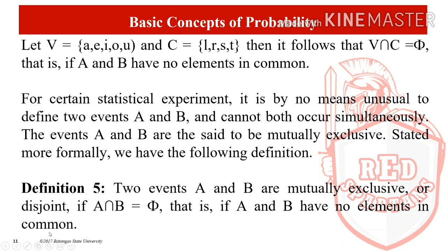So, yun nga, yung sa definition 5, two events A and B are mutually exclusive or disjoint if event A intersect B is equal to the null set. That is, if A and B have no elements in common. So, ito yung ating isang example dyan na madali. Nakita mo naman talaga na walang nagkaparehas. So, ibig sabihin yung ating answer is null set.